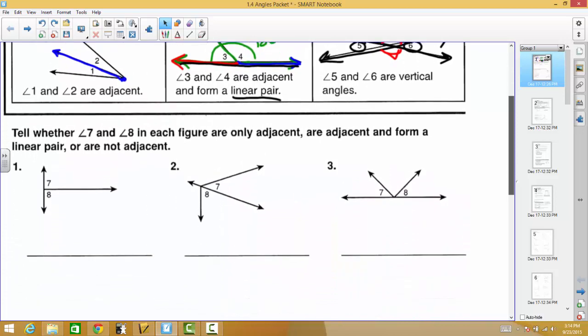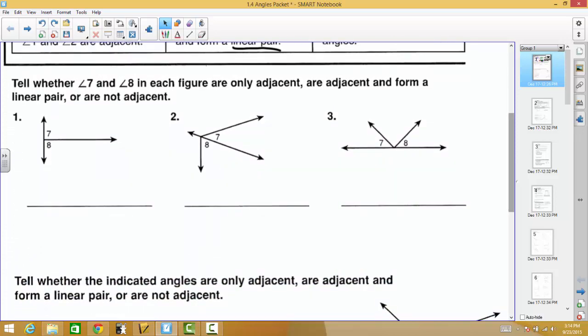So it says, tell whether 7 and 8 are adjacent, adjacent and linear, or not adjacent. Well, these definitely touch. And do they form a 180-degree angle? Yep. So they are adjacent and linear.